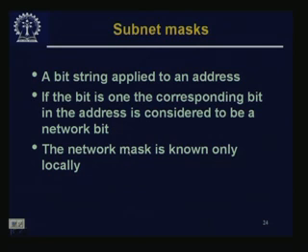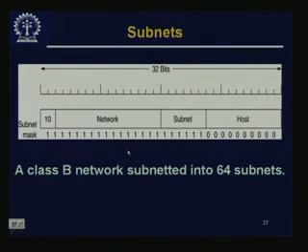So, this is an example. Suppose we have a class B network. In a class B network, you know that the first 2 bytes are the network part, and the other 2 bytes are the host part. Now, in this host part, let us say we take the first 6 bits, and these 6 bits will show my subnetwork address. So, you make the corresponding bits in the network mask to be 1, and the rest are all zeros. The host parts are all zeros.